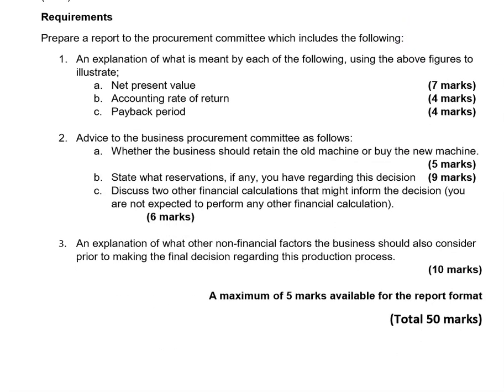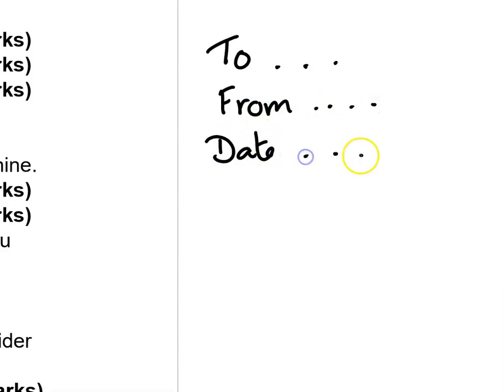In the requirements, as I've said, a report format is required. And just to recap, a report format, you would start with to, from, date, and title. This could be on a front page, or it could be on the top of your submission.